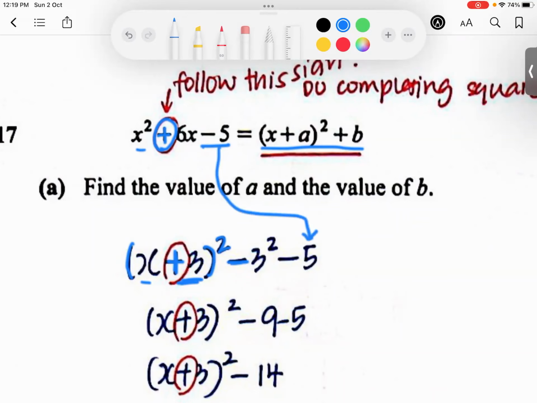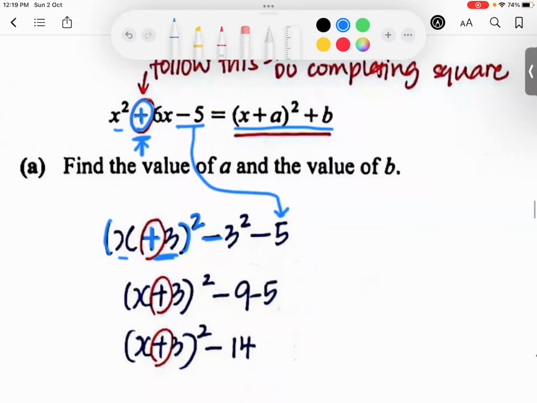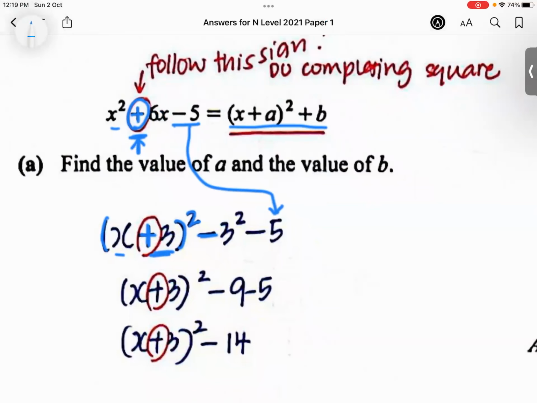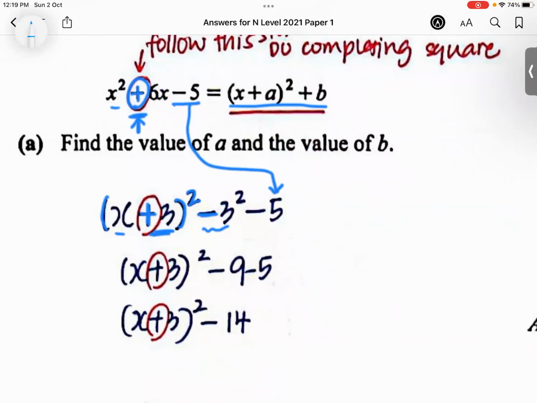Okay, or you can use whichever method that your teacher had taught you. Just follow through. But make sure the sign follows the original question. After I've written down my values, I managed to get my calculation. But this one over here is a careless mistake. Sometimes students will take 9 minus 5, then they put negative 4, which is not correct. So please make sure you calculate correctly.